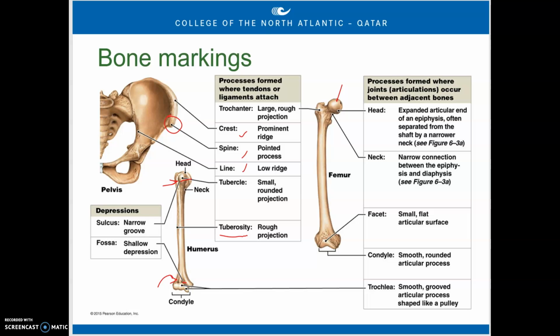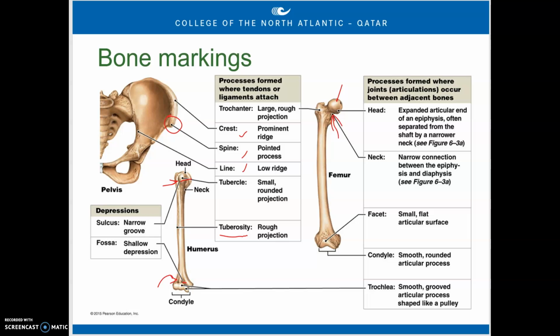Now we'll also have processes that are formed where we get articulations, which in the skeleton means a joint, where two bones come together. Okay, so we've got a few here. The head and the neck. The neck is going to be a restricted area, so a place where the bone gets quite narrow, and it's usually found at the base of the head. The head is usually at the end of a bone, and it's generally separated from the rest of the bone by a neck, which makes it a pronounced process.